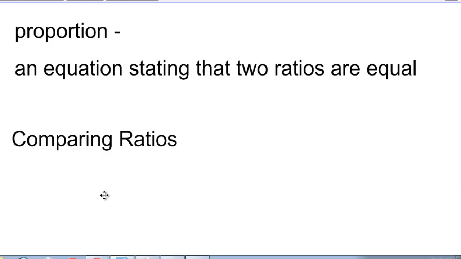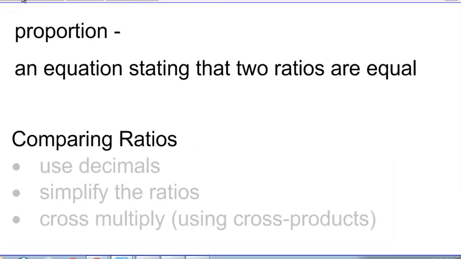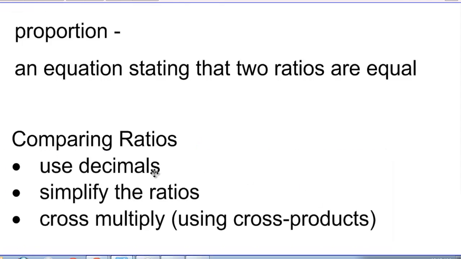And there are different ways that I can compare ratios, and you'll remember this from the first video that we watched. We can compare ratios using decimals. We can compare ratios by simplifying them and seeing if they simplify to the same thing. Or we can compare ratios by cross-multiplying. And we're going to learn today that the official name of cross-multiplying is cross products. So when we cross multiply, we're creating cross products, and that makes sense because the word product means the answer to a multiplication problem. So if you cross multiply, you are finding the cross products.